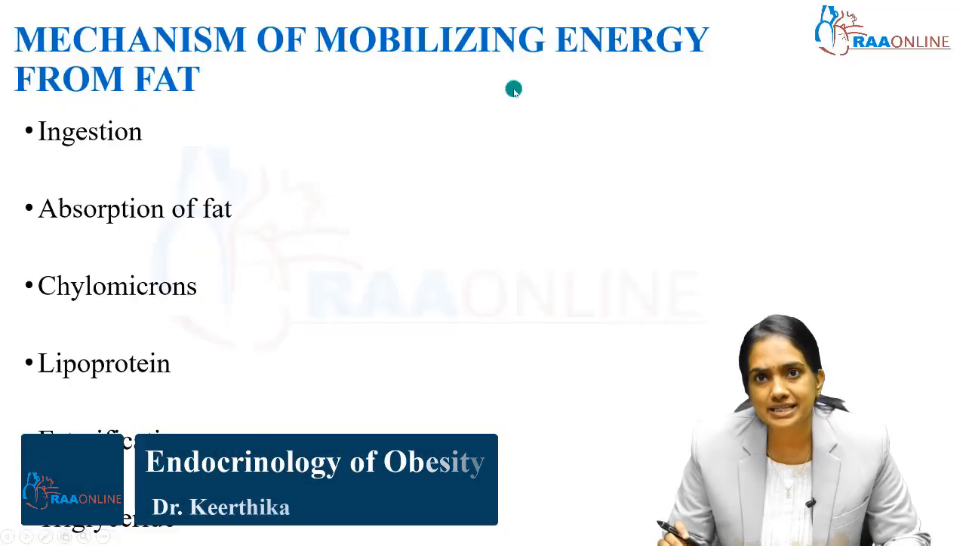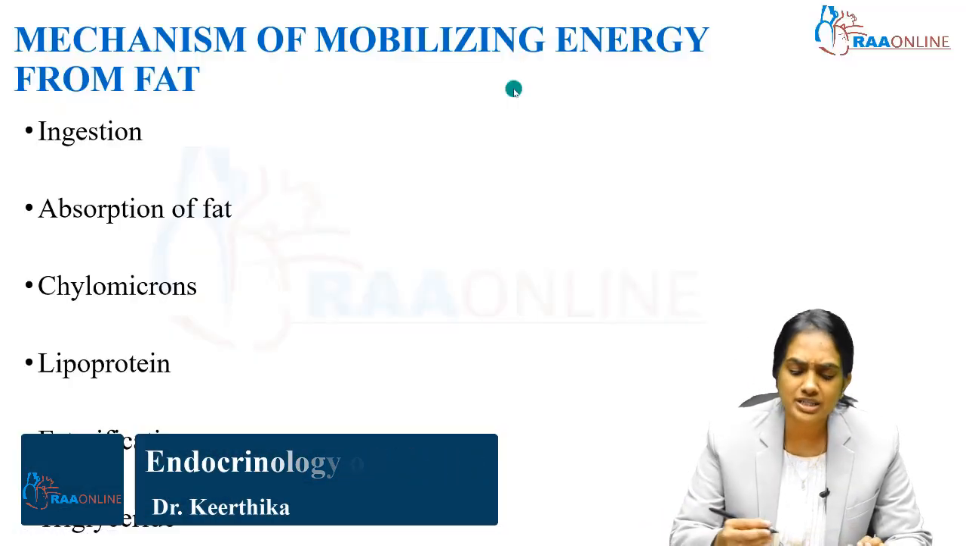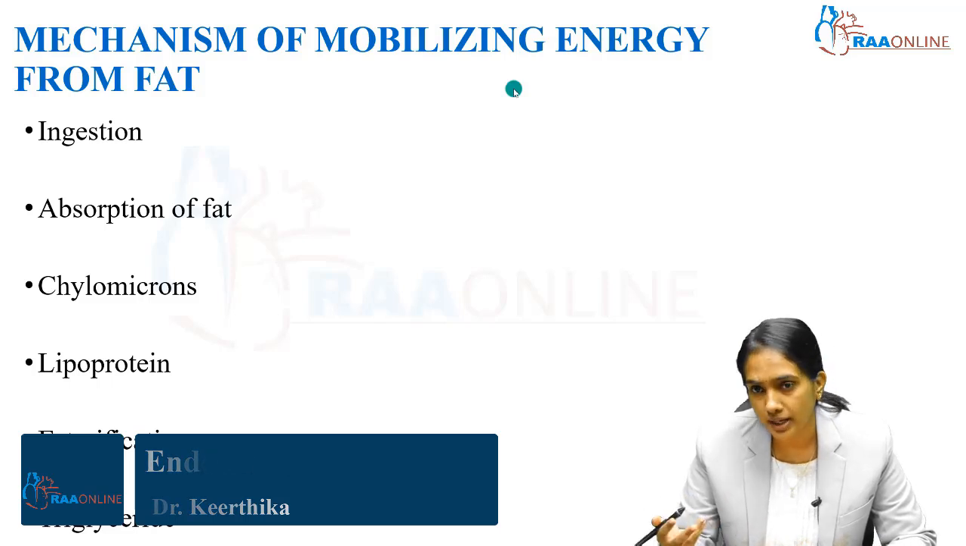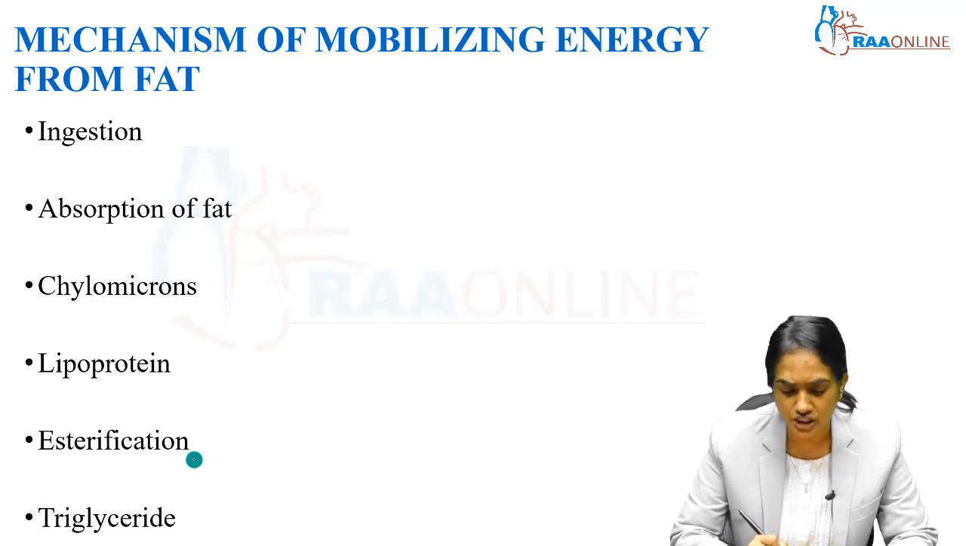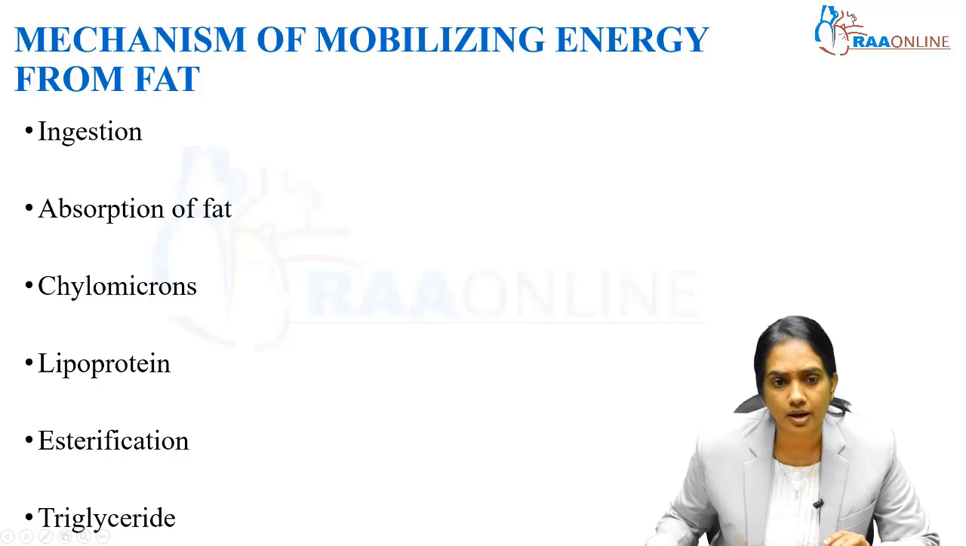The mechanism of mobilizing energy from the fat. So these are the various steps of how energy is being produced from fat. The first step will be ingestion, absorption of fat, chylomicrons, lipoprotein, esterification, which I'll be telling in detail in the coming slides. So what happens?